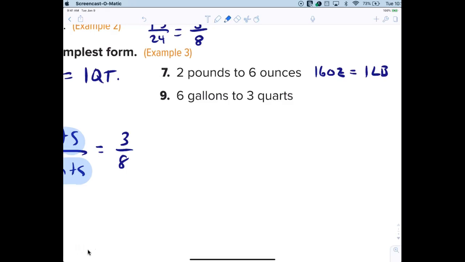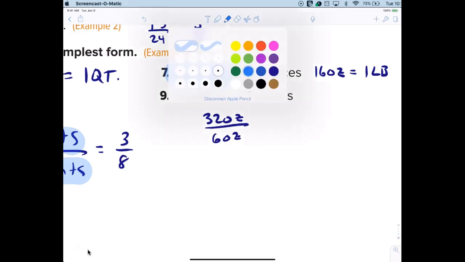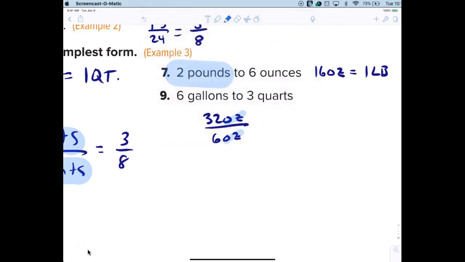So now if you have 2 pounds, you have how many ounces? Come on, guys. 2 pounds. How many ounces would that be altogether? Say it. Yes, good job. So you'd have 32 ounces to 6 ounces. And then again, what happens to the ounces? They cross out, right? And now let's just reduce 32/6, which is the same as what?